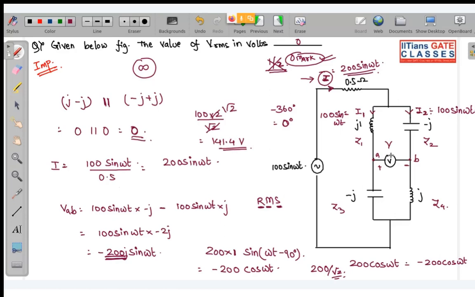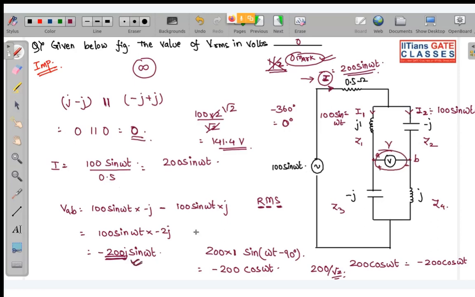Tell me, is this question clear? Yes, sir. Sir, in case the voltmeter has some resistance given in the question, then we can find RTH and then solve it. Yes, then you need to find RTH from this point and VTH also from this point, and then you have to apply the voltage divider to get this value.